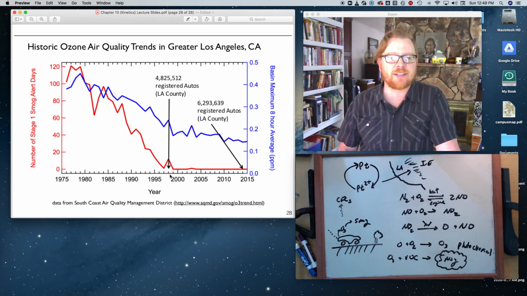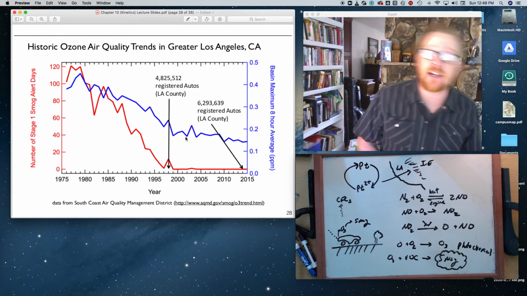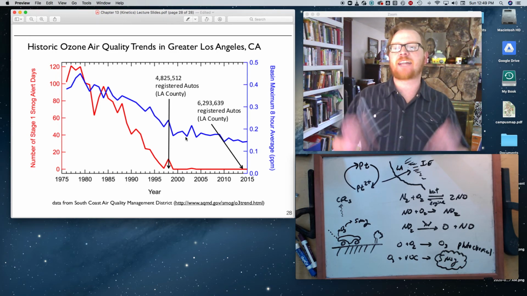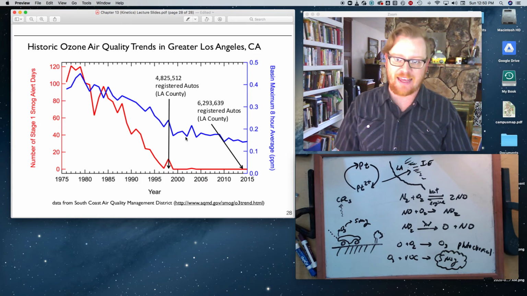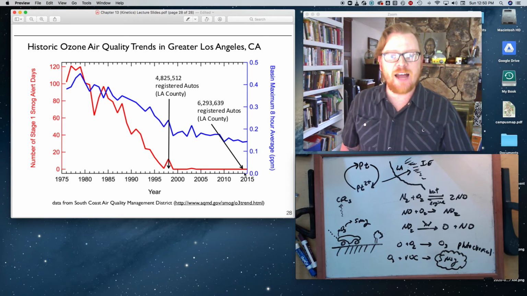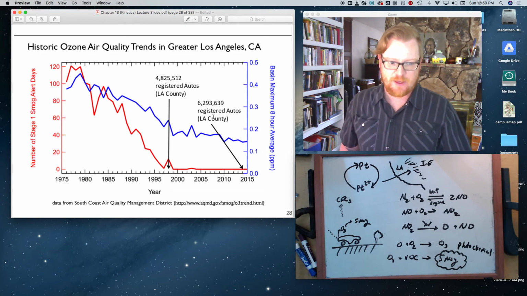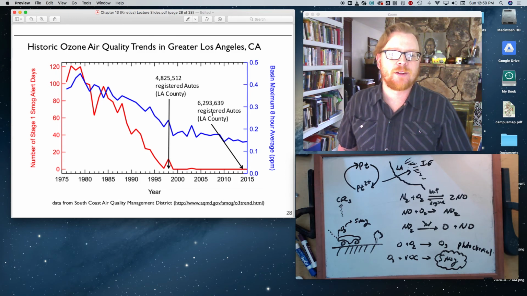And what I want to point out is in 1998, there were 4.8 million registered automobiles in LA County. That's not trucks, that's not motorcycles, boats, that's just personal automobiles. 4.8 million in LA County alone. In 2014, there were 6.3 million registered automobiles. So look at this. There's been an increase of almost 2 million, 1.5 million new cars on the road without creating any new pollution.